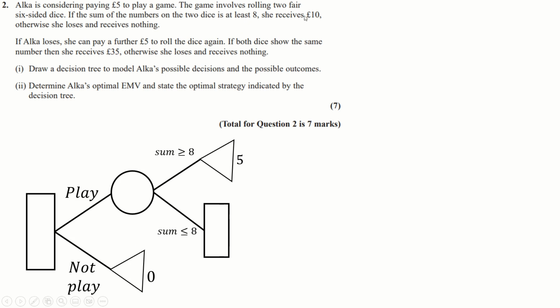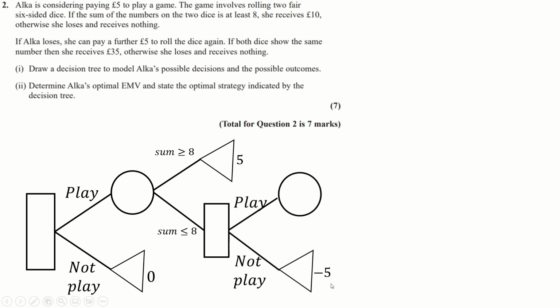Now, I've put a 5 here because it costs £5 to play the game. So if you spend £5 and then get 10, you're actually only £5 up, right? So again, this should be a less than 8, but what happens then? Well, you can choose. So again, there's another rectangle because it's a choosing thing. You can either not play again, or you can play. If you don't play, you won't get your £5 back, so you just lose that £5.